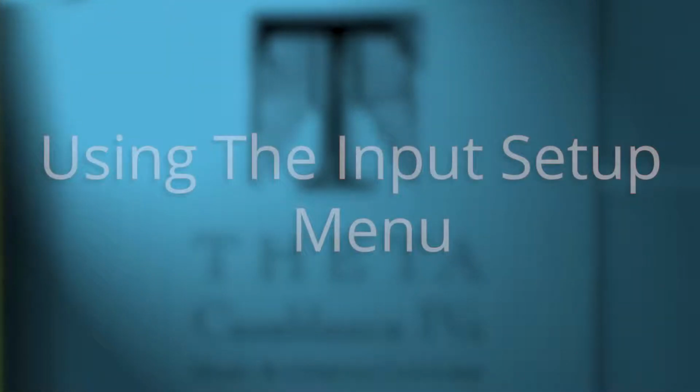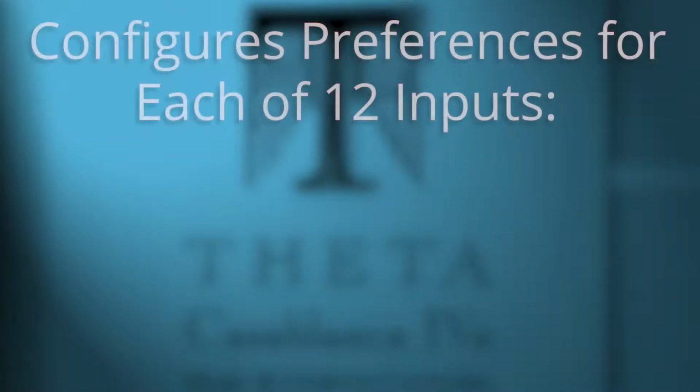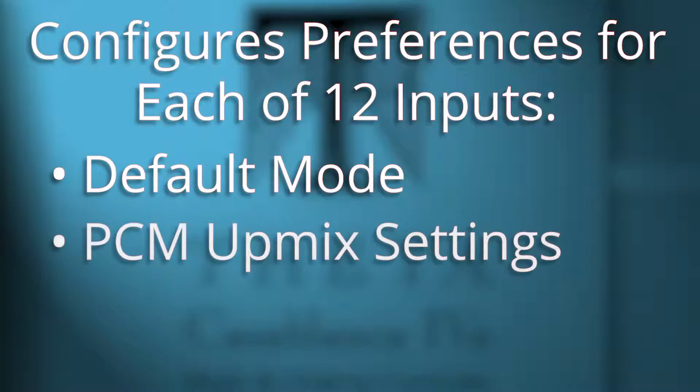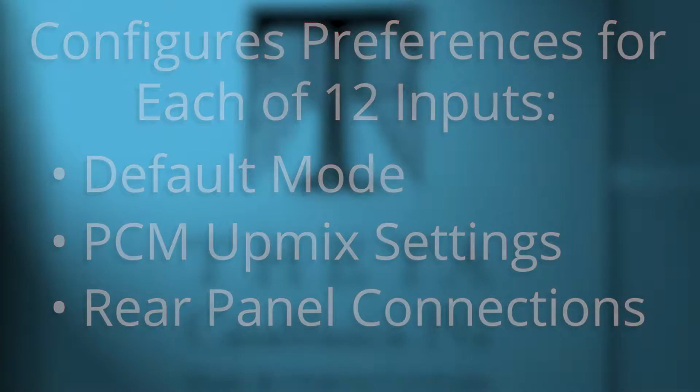This video takes a detailed look at the input setup menu on the Theta Digital Casablanca 4A cinema processor. This menu configures the preferences of each of the 12 inputs of the Casablanca 4A, such as the default mode, PCM upmix default settings, and mapping the physical connectors on the rear panel to the individual inputs.